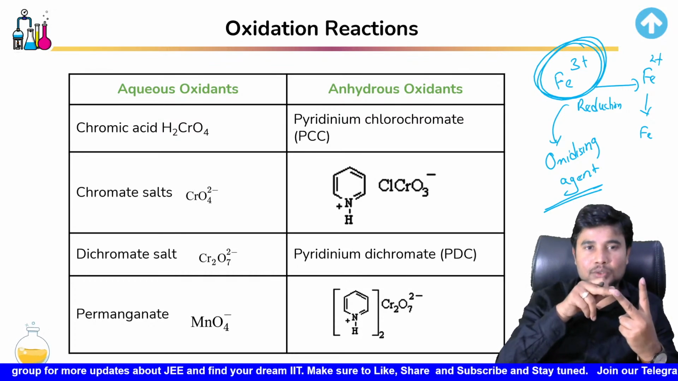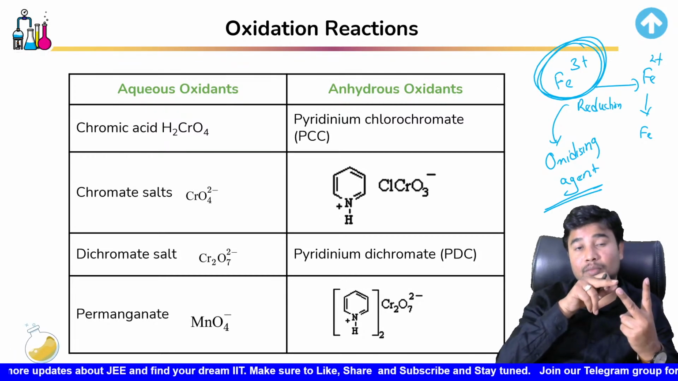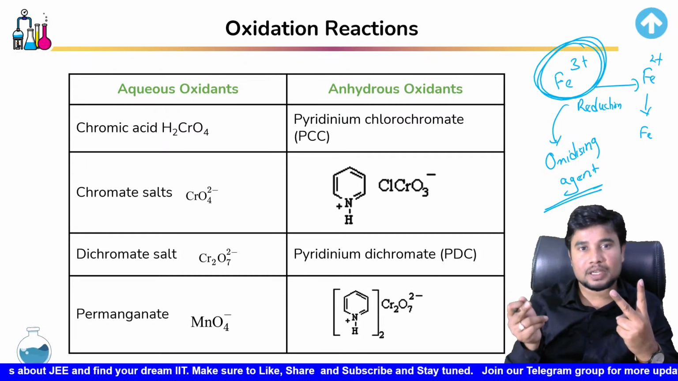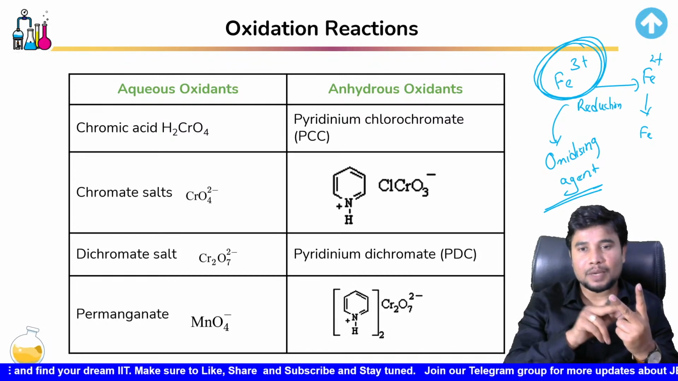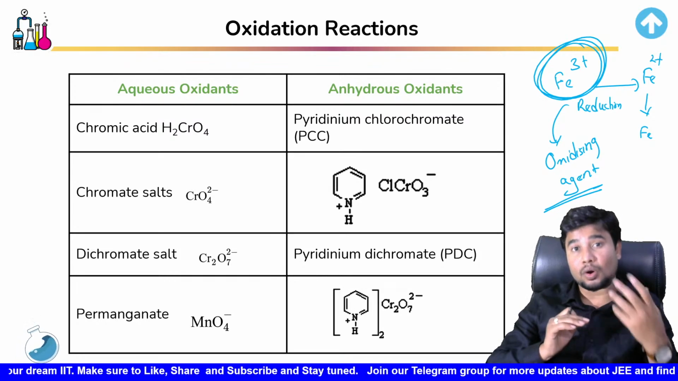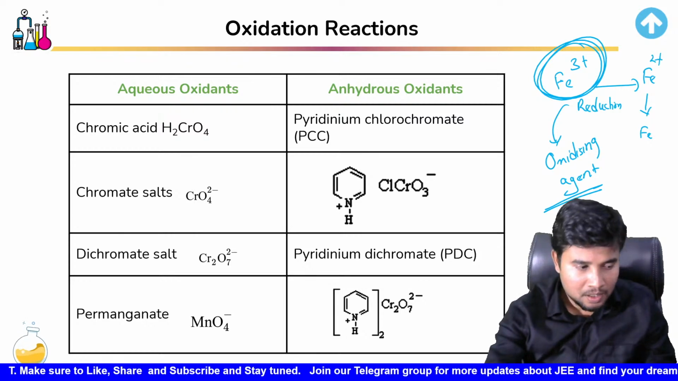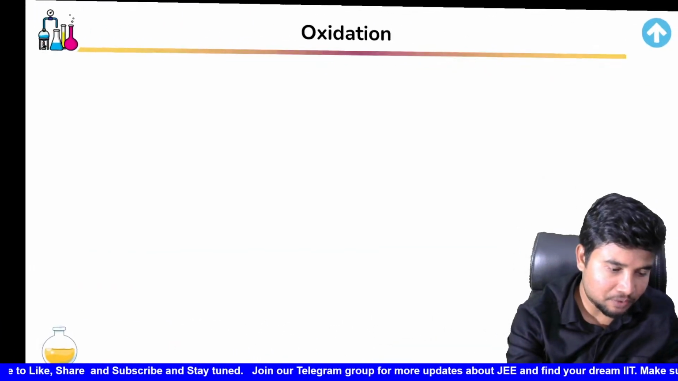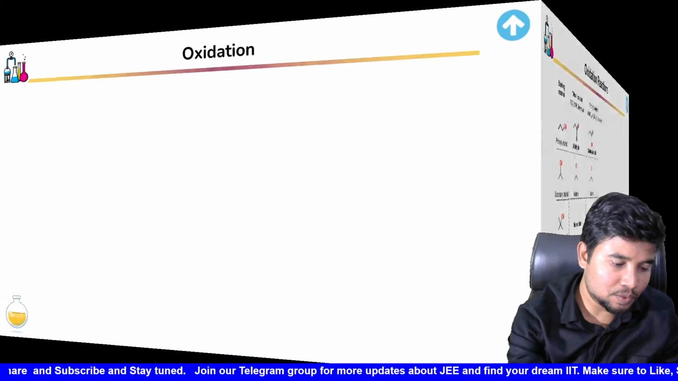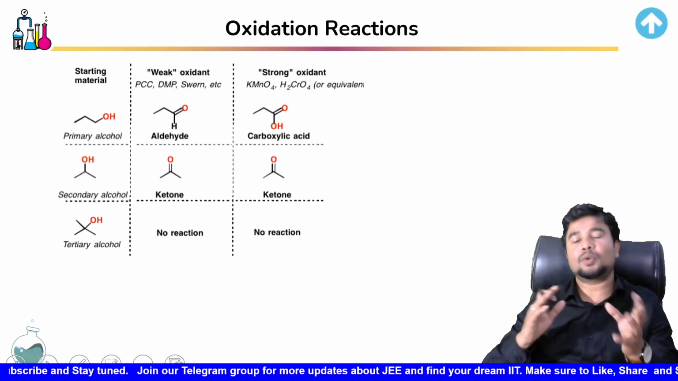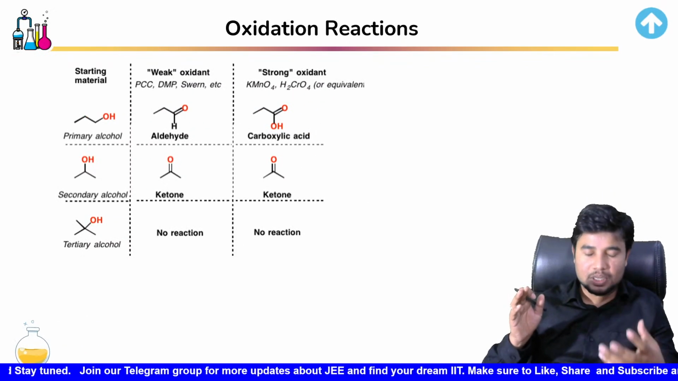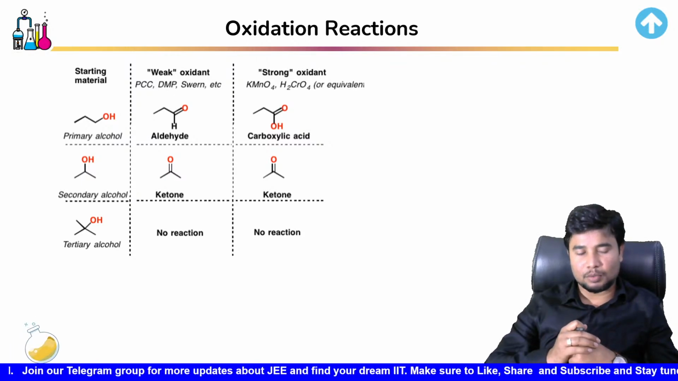And second are those that can directly convert them from alcohol to carboxylic acids. The ones that convert them from alcohol to carboxylic acids are strong, other ones are weak. So you could specifically check out and find out which ones are weak and which ones are strong, and which ones are capable of converting them to aldehyde and which ones are capable of converting them to ketone, carboxylic acid.